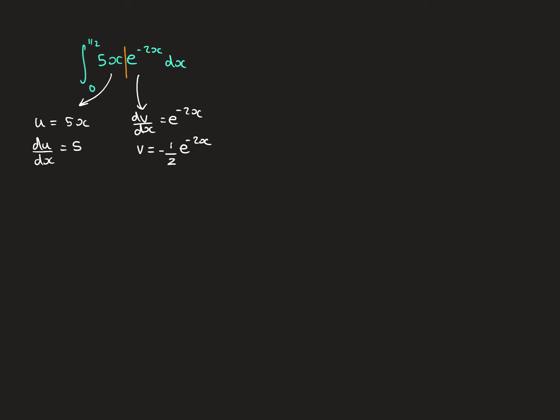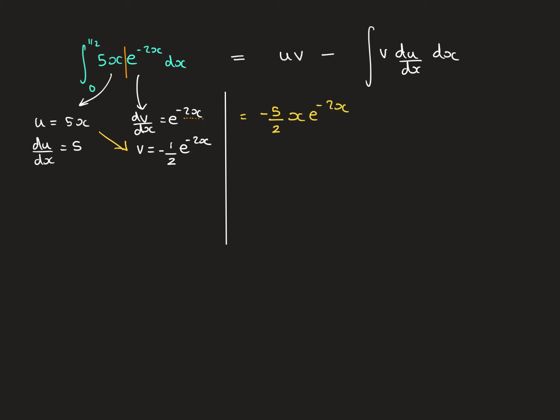We then divide by the derivative of this power here. So the formula for integration by parts tells us we need uv minus the integral of v multiplied by du by dx, all integrated with respect to x. So let's start that off. So first of all, u multiplied by v, that's this pair here. So that equals minus 5 over 2 x e to the minus 2x.